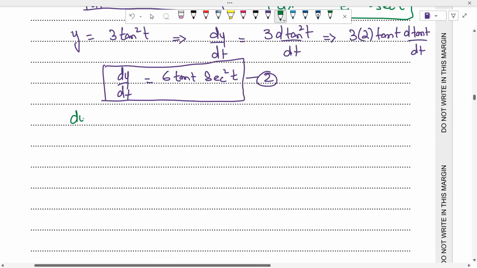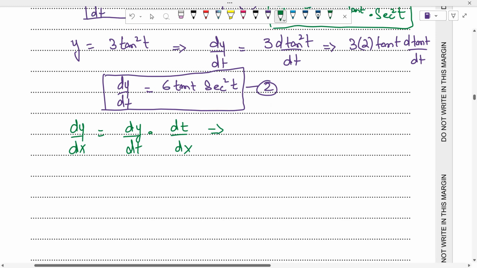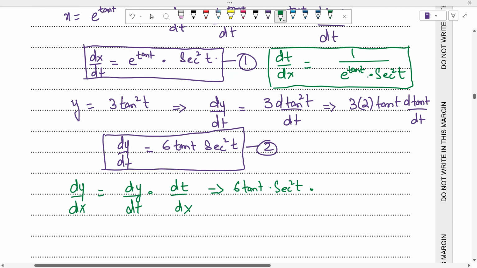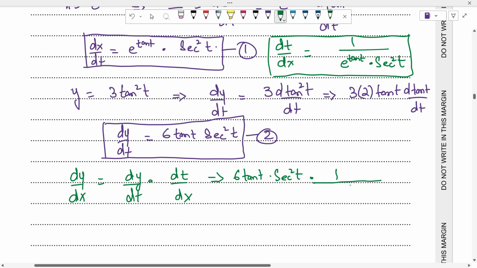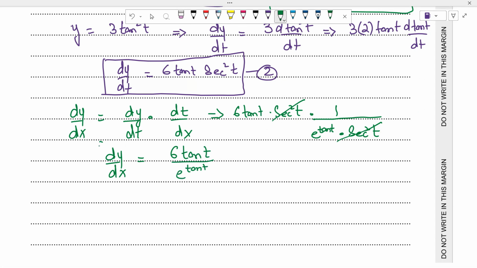We know that dy/dx equals dy/dt times dt/dx. So plugging in dy/dt, which is 6 tan t sec squared t, and dt/dx, which is 1 over e to the power of tan t times sec squared t. The sec squared will cancel out, and we will have dy/dx equals 6 tan t over e to the power of tan t.